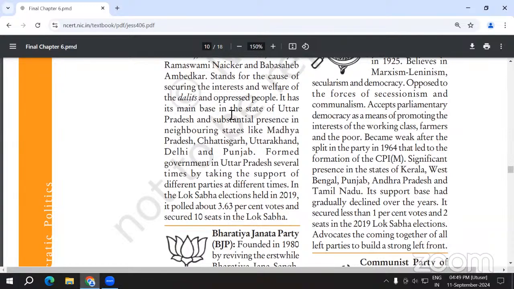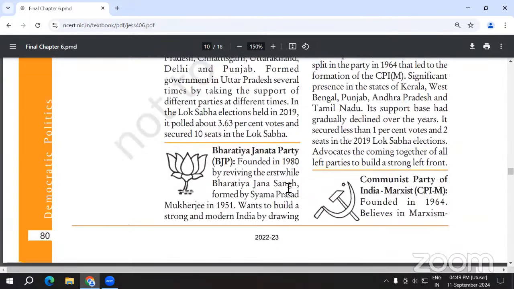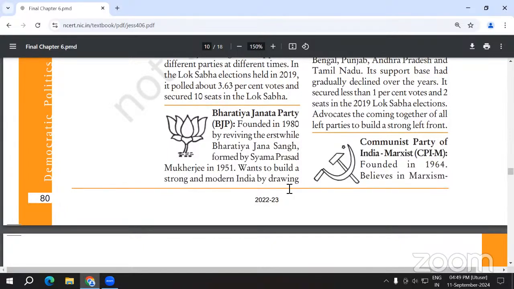But the second thing is that if it has a support base in many states, then if you look at the votes number and percentage in those states, we can see whether it is a national party or not. Okay. Now we are going to study the third party. Which party is that? Tell me. BJP.